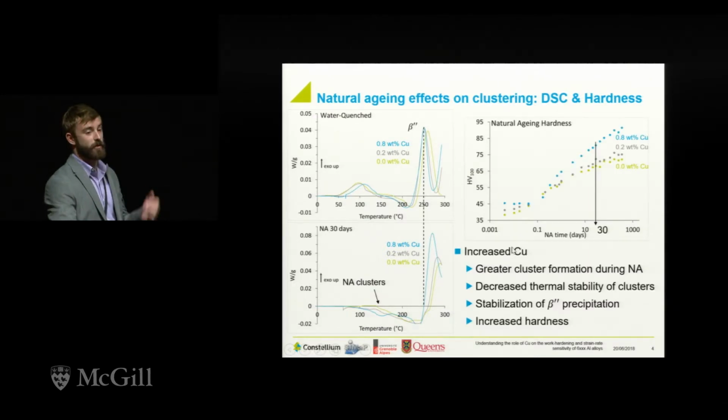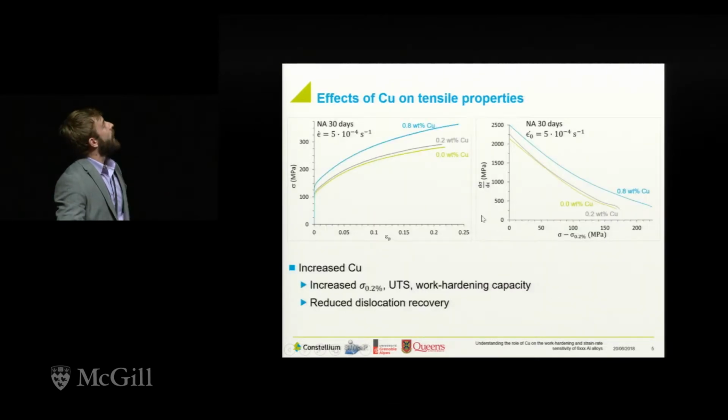We can then transfer this over and just look at the hardness, and the general thing is as you add copper into the system, you increase the hardness. So we'll be testing these alloys after 30 days of natural aging, and we did that. So we tested these samples, standard tensile samples, 25 millimeter gauge length at a speed of 5 times 10 to the negative 4 per second, and the general trends are as follows.